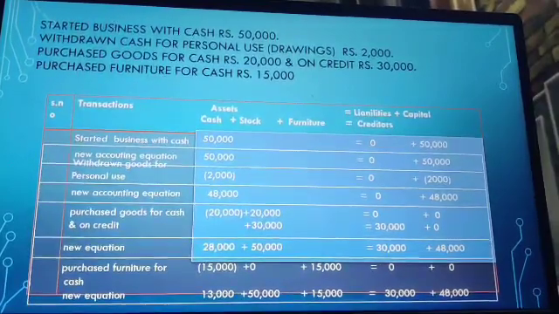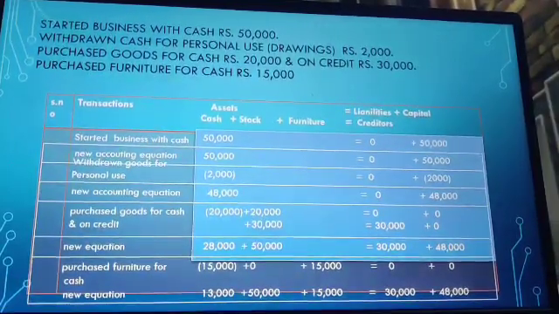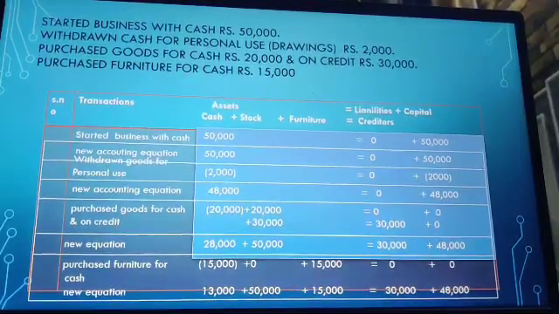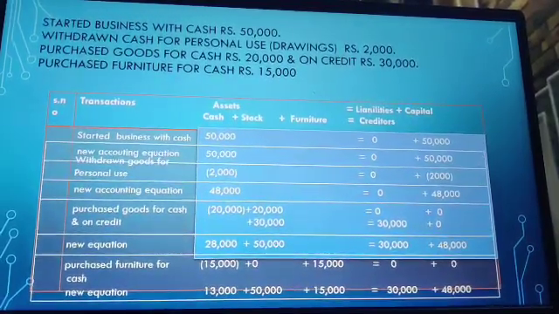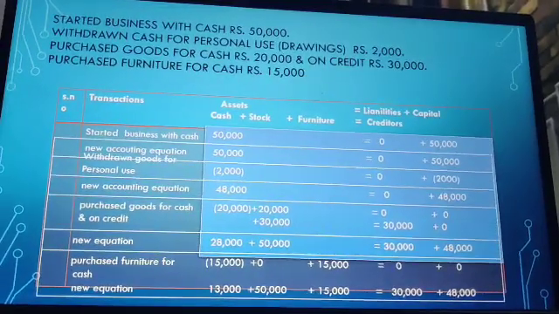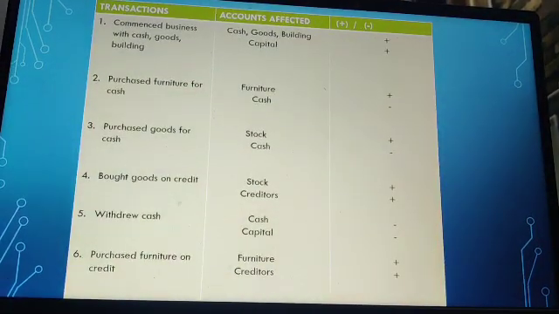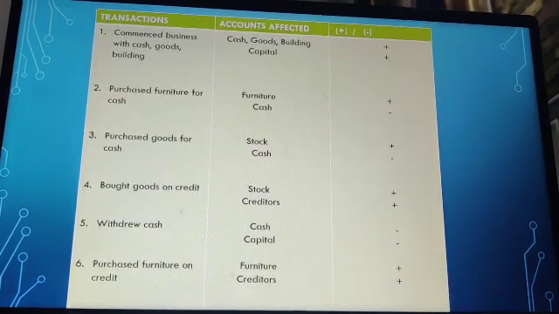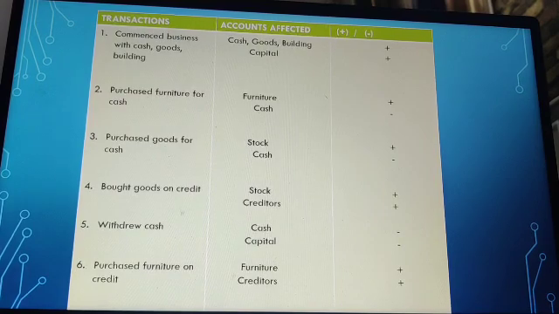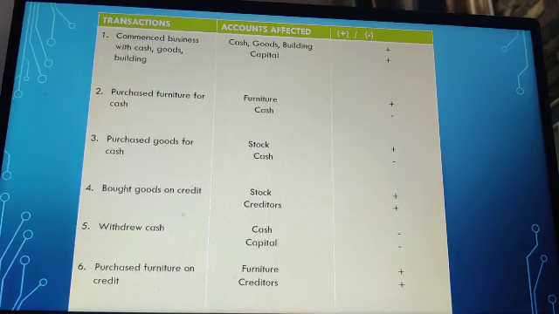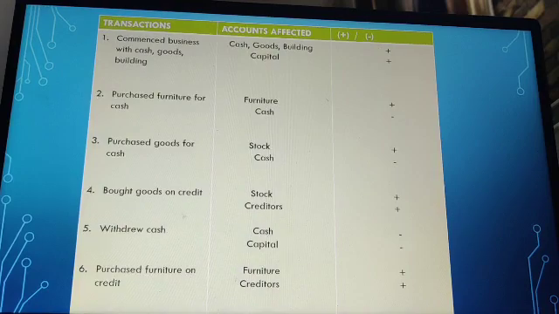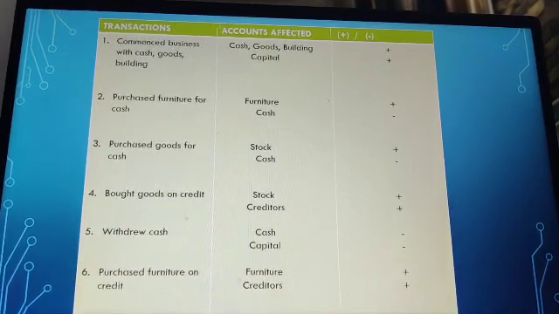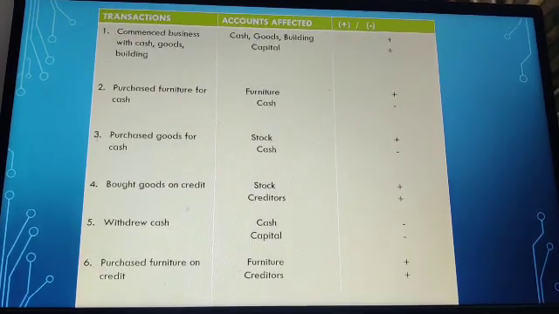Students, we are doing chapter number 5, accounting equation, and in the previous class we discussed the format of an accounting equation along with a few transactions. We are going to proceed with that. For better understanding, I have created this table where in one column you have your transactions, in the second column you have accounts affected, and in the third column it will show which account will have a positive connotation or which account will have a negative connotation.